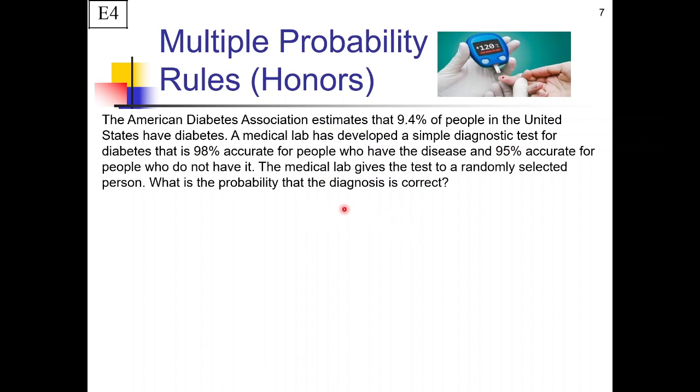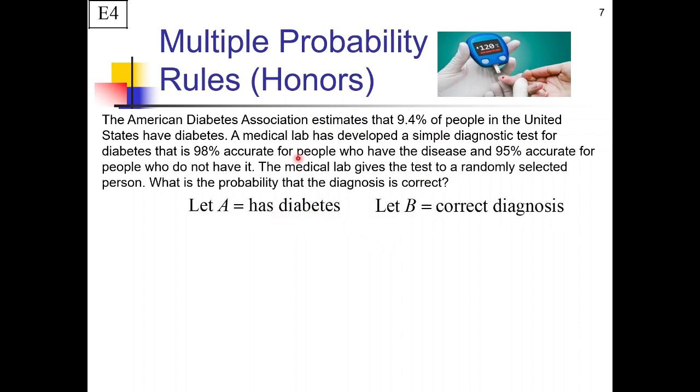Let's start by naming our events. So there's 2 events going on here. First off, we have the possibility that someone has diabetes or does not. So 2 outcomes for that. The other thing going on is whether or not they have diabetes, there's the question of whether the test gives them the correct diagnosis. So we have to mix these two things together.